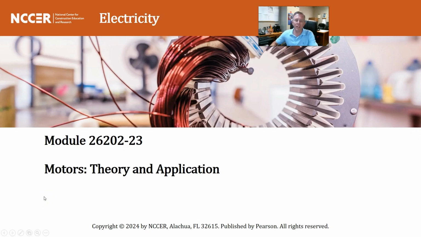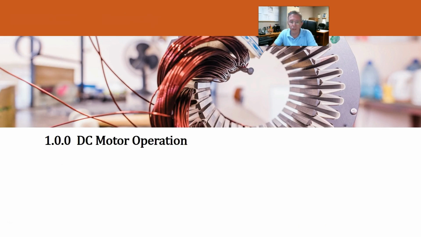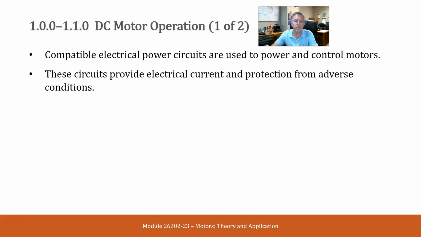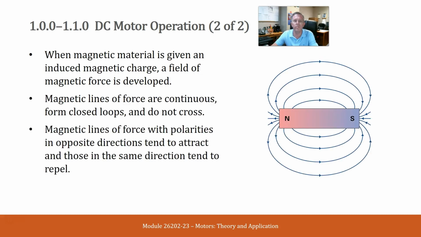Okay, everyone, let's take a look at Module 26202-23, Motor Theories and Application in the NCCER 11th edition. This will be Section 1.00, DC Motor Operation. Compatible electrical power circuits are used to power and control motors. These circuits provide electrical current and protection from adverse conditions.